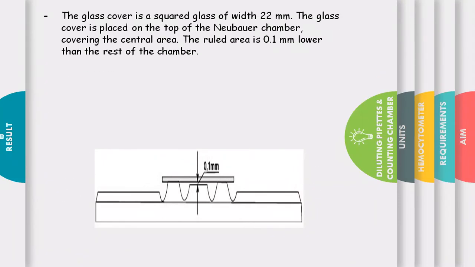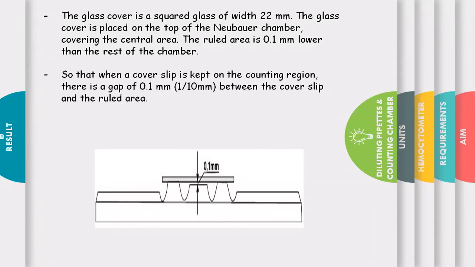The glass cover is a square glass with a width of 22 mm. The glass cover is placed on top of the Neubauer chamber, covering the central area. The ruled area is 0.1 mm lower than the rest of the chamber. Now see in the diagram, this is the Neubauer chamber, and it is covered with the glass cover. These are the glass cover, and the ruled area is 0.1 mm.